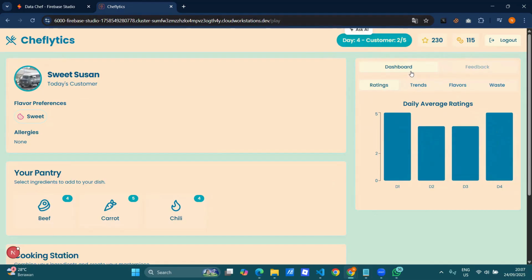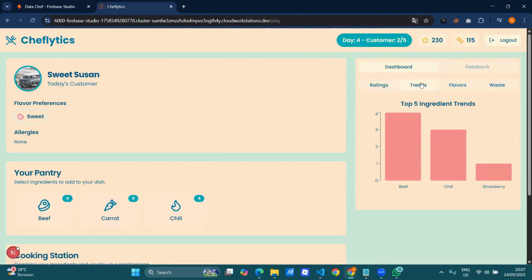And then the dashboard trends. It shows the top 5 ingredient trends. Okay, this gives us insight into which ingredients we keep using again and again. It's beef, chili, and strawberry.